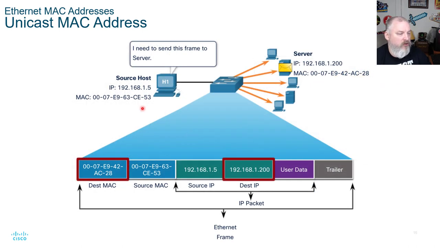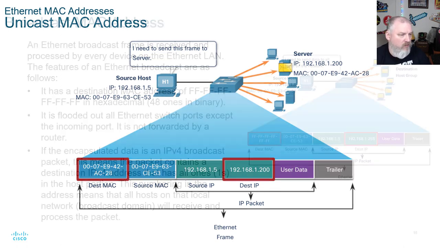Let's take a look at this visually here. The source host here at H1 needs to send this frame to the server. It sends it over to the switch. The switch sends it on out. It's not a broadcast, this is a unicast. These other devices can see your traffic, but they drop it because it's not addressed to them. The MAC address here says, oh yeah, this comes to me. It receives it, starts pulling that information in, and then forwards the information back. And that's a unicast.